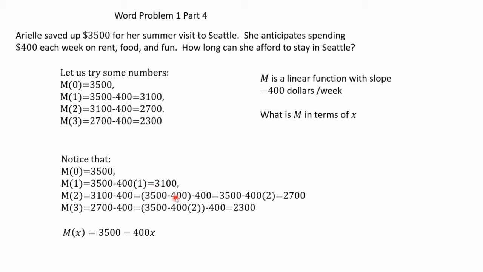Now you could substitute, which is what I'm doing here. Which is 3,500 minus 400 times 2. In other words, she's spending another $400, right? And that's really what I'm saying here. She's spending $400 twice. So m of 2 would be this.